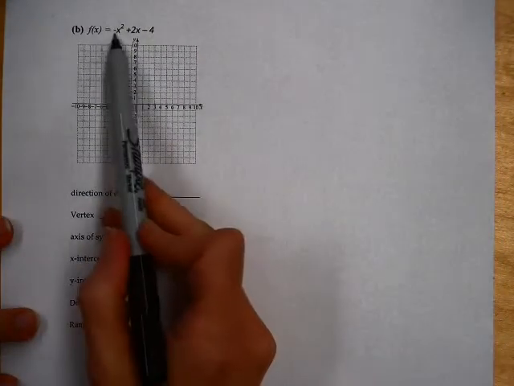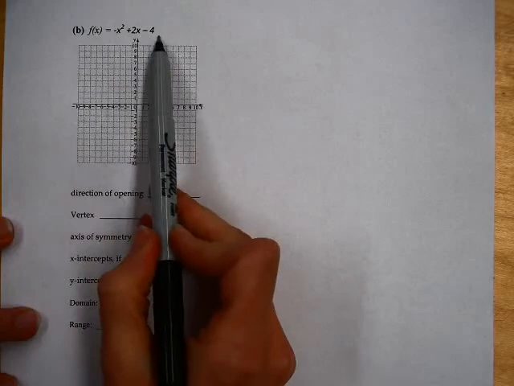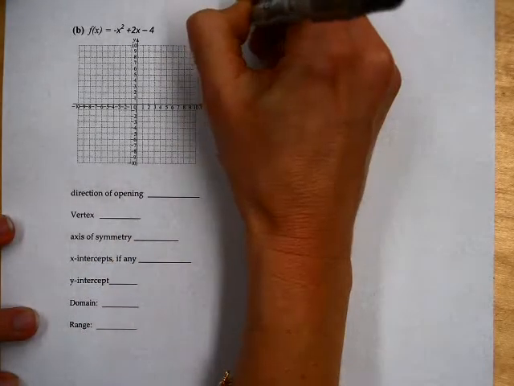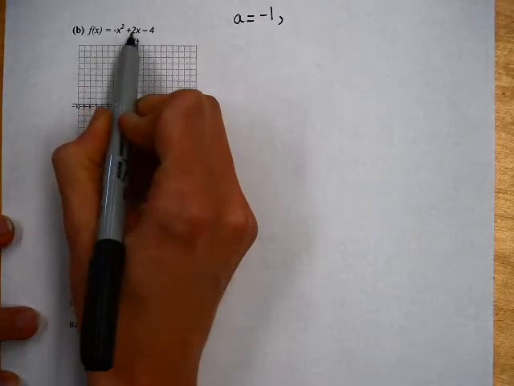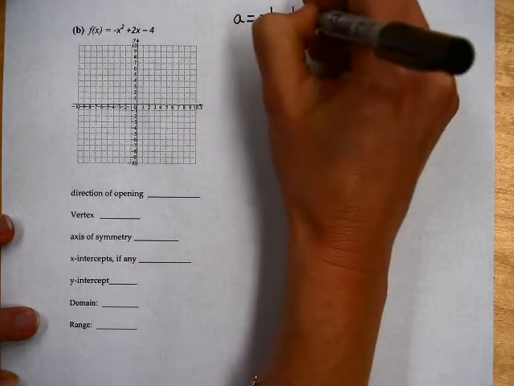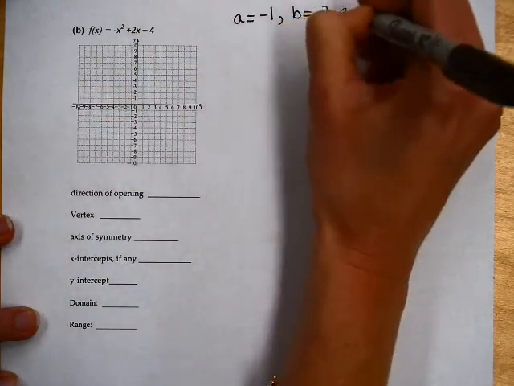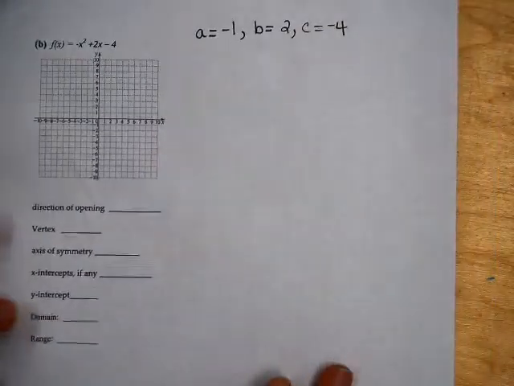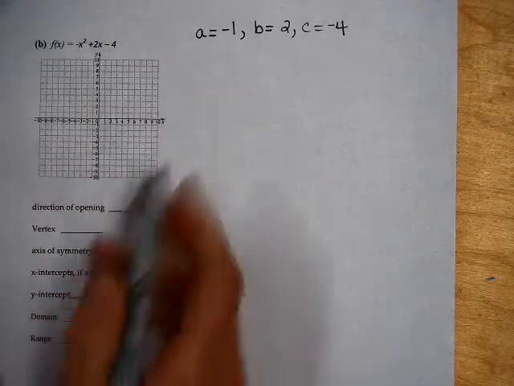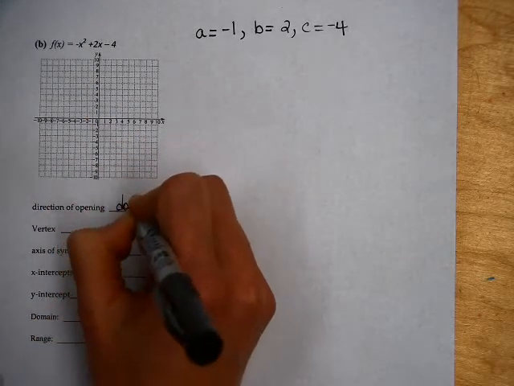Okay, and so again we see that this is given to us in standard form, and so we're going to do a equals -1, just identifying our a, our b, and our c. b is +2, and c would be -4. And because a is negative, we know the direction of the opening should be down.